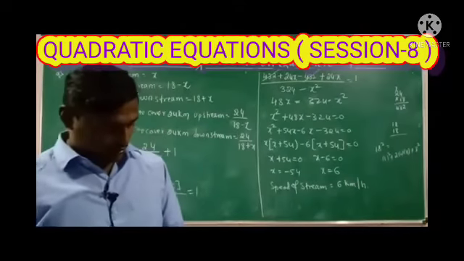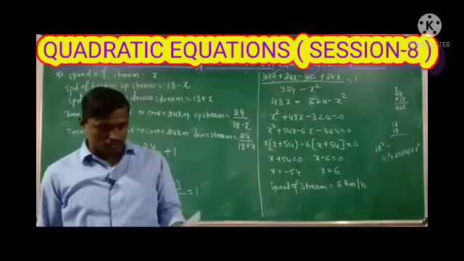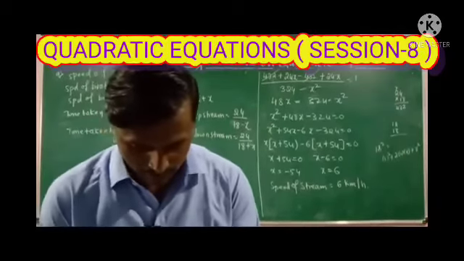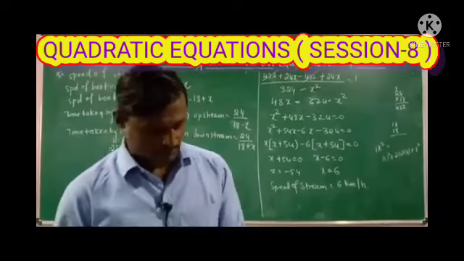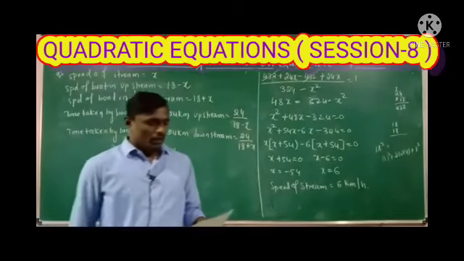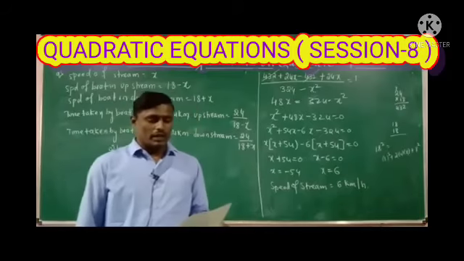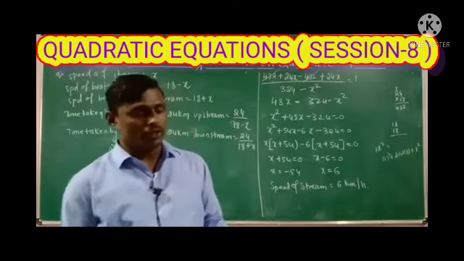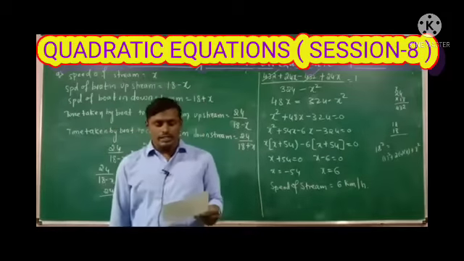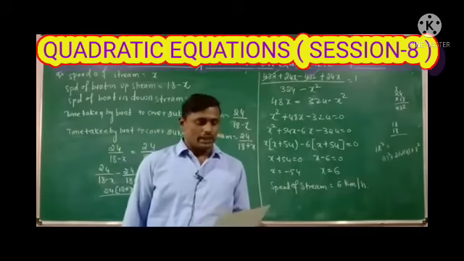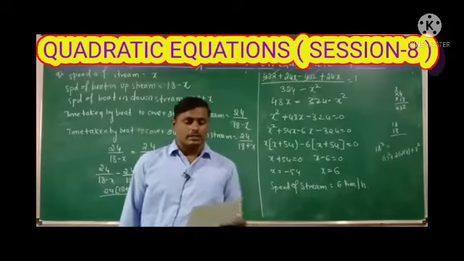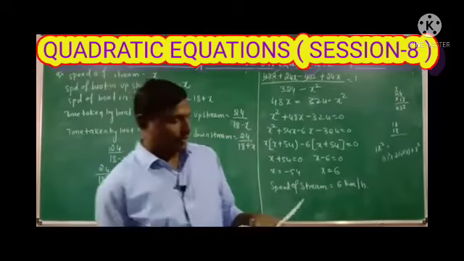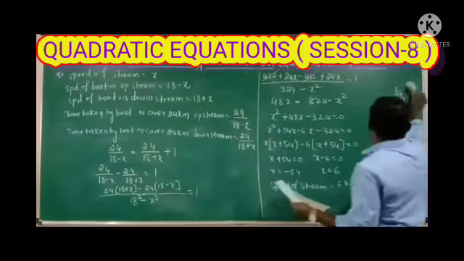Okay. See the next question. If the speed of a car is increased by 10 kilometer per hour, it takes 18 minutes less to cover a distance of 36 kilometer. Find the speed of the car.